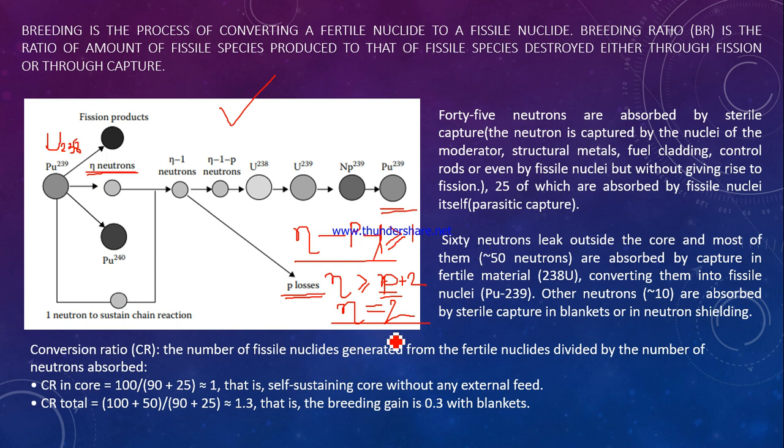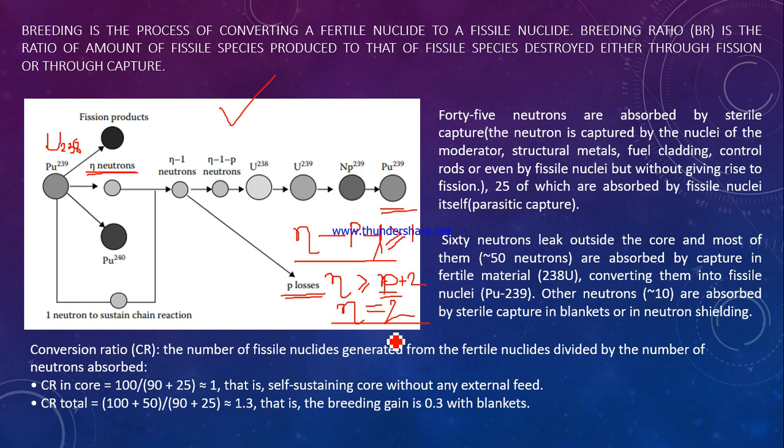Okay, so in a typical sodium cooled fast reactor, around 45 neutrons are absorbed by sterile capture, which is nothing but the neutron captured by the nucleus of the moderator or the structural material, fuel cladding, control rods. Okay, these are called sterile capture. So 45 neutrons are absorbed by sterile capture, and 25 of which are absorbed by the fissile nucleus itself, which is called parasitic capture. Around 60 neutrons are leaked out, going outside of the core.